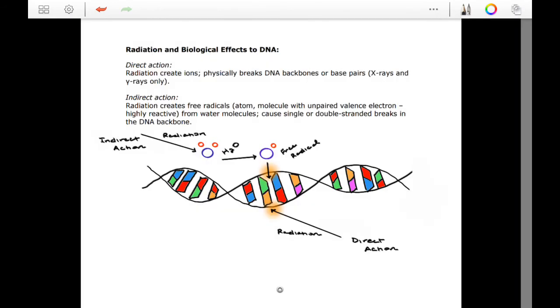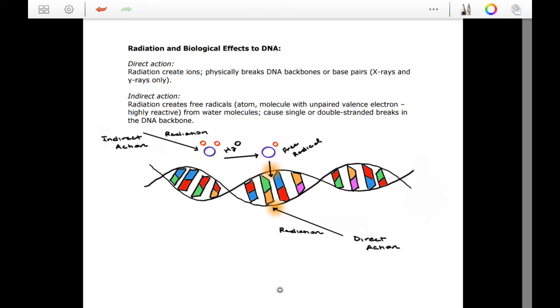So next what we're going to talk about is also unrelated to what we were talking about previously, but we're going to cover radiation and the biological effects to DNA. So basically there are 2 methods through which radiation can affect DNA. We have a direct action mechanism and an indirect action mechanism. So a direct action mechanism, as you can see from the diagram, is when radiation creates ions, and these physically break the DNA backbones or base pairs. And so this doesn't need any intermediary.